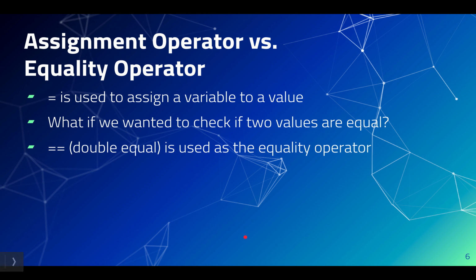Now you might be thinking, if we use an equal sign to assign a value to a variable, like int age = 20, how do we check if two values are equal? It might be confusing to use an equal sign again, because that's already used for something else. In Java, to check for equality, we use a double equal sign. So a single equal sign is known as the assignment operator, because you're assigning a value to something, and double equal signs is known as the equality operator.